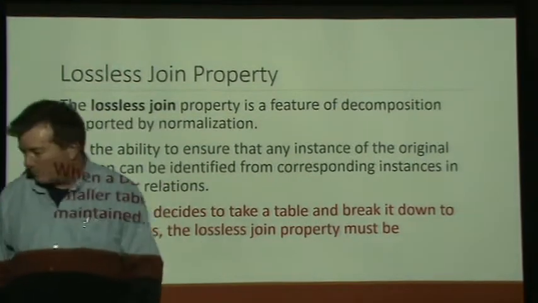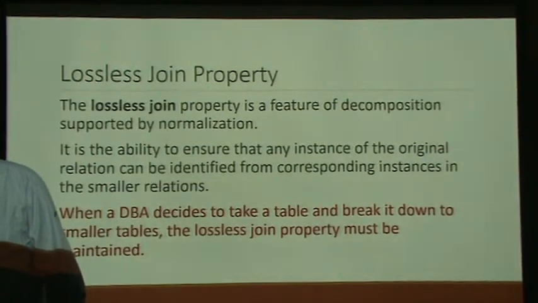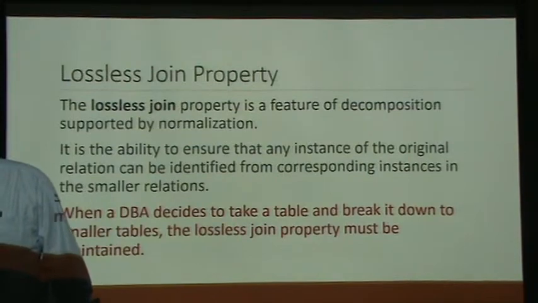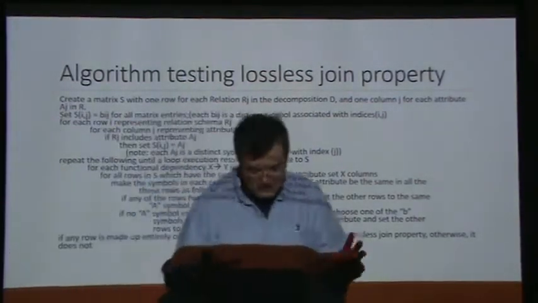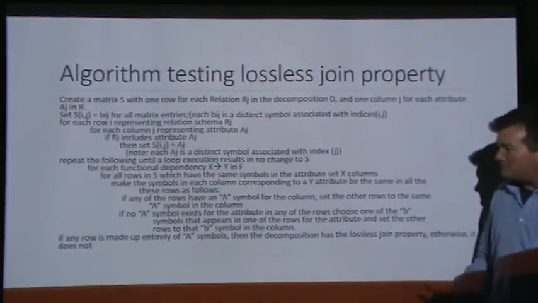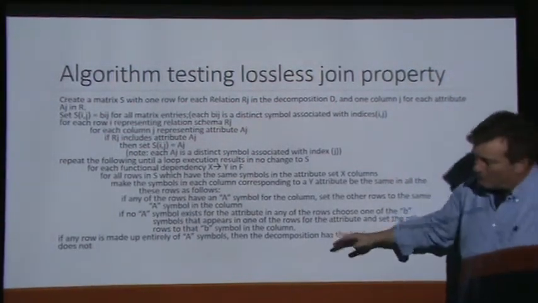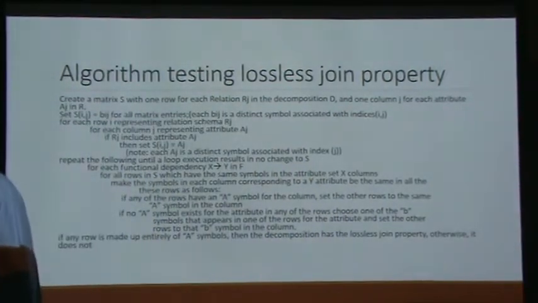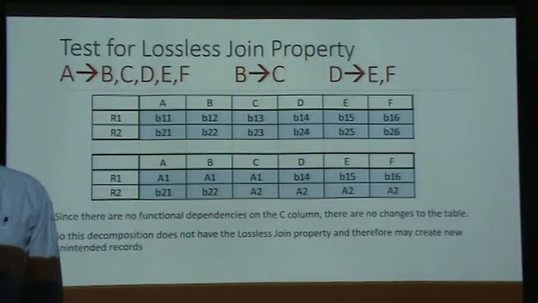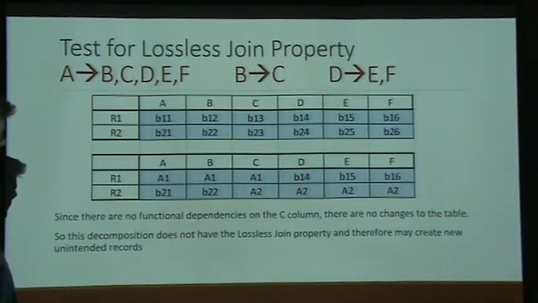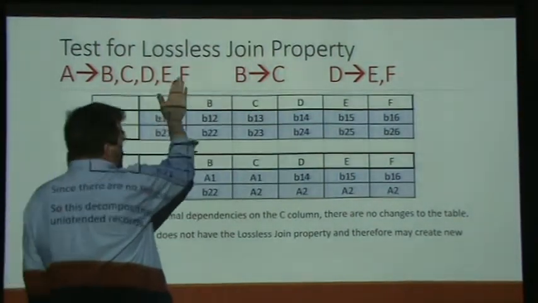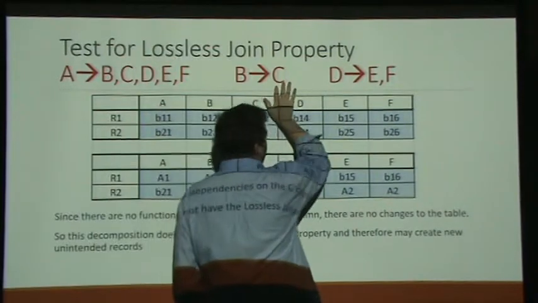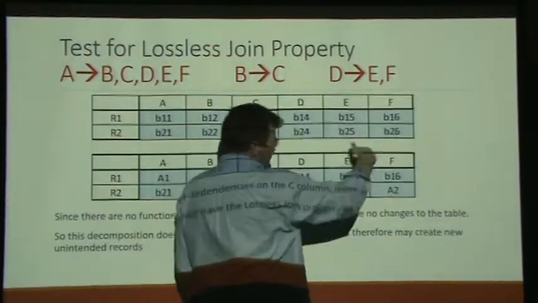So when we break up a table, as the database administrator, we want to make sure that the breakup of the table maintains the lossless join decomposition property. There's an algorithm for it. I'll walk through the algorithm first, and then maybe we could read through the letters of it. Suppose we had a table that had these functional dependencies. Column A tells us B, C, D, E, and F. B will tell us C, and D will tell us E and F, just like we had before.